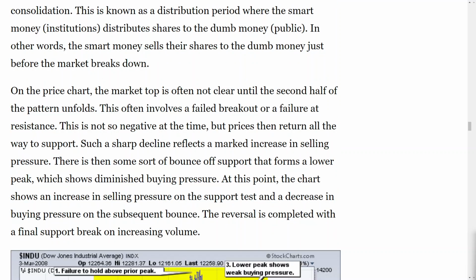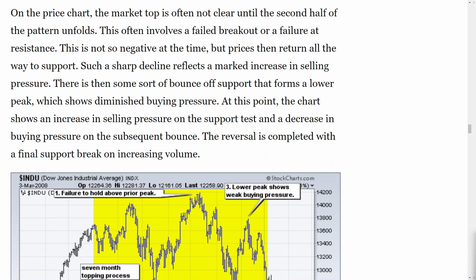On the price chart, the market top is often not clear until the second half of the pattern unfolds. This often involves a failed breakout or a failure at resistance. This is not so negative at the time, but prices then return all the way to support. Such a sharp decline reflects a marked increase in selling pressure. There is then some sort of bounce off support that forms a lower peak, which shows diminished buying pressure.